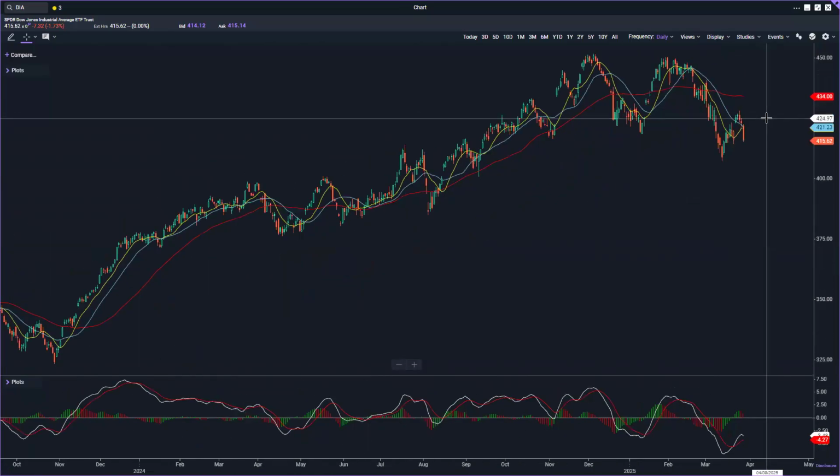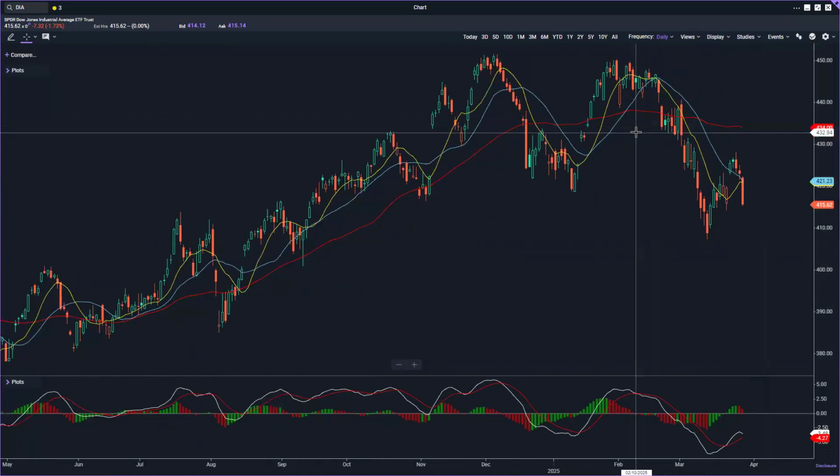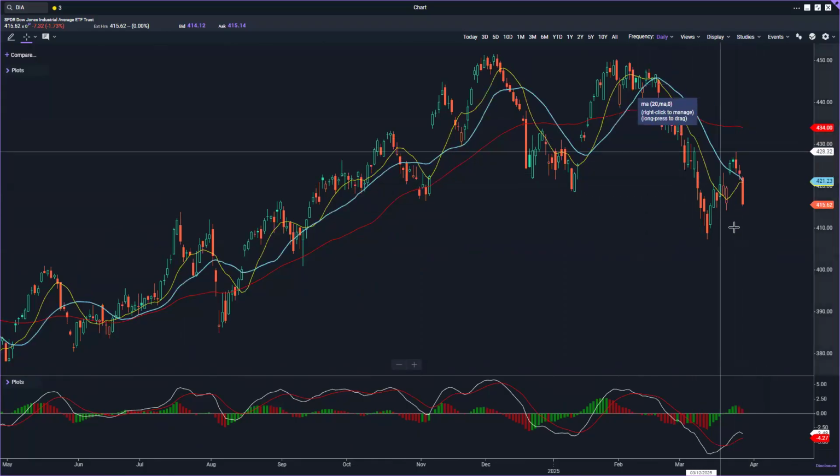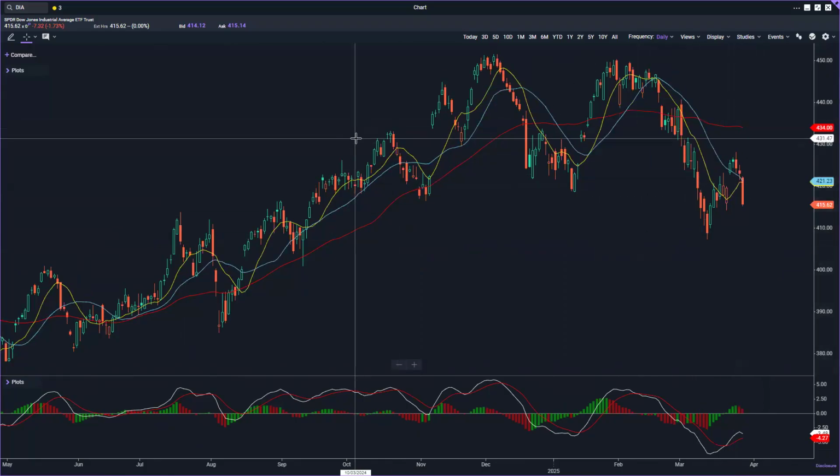We have tariffs kicking in, inflation creeping higher, and the tariffs that kick in April 2nd are going to cause inflation to go even higher, and the markets to continue to pull back. Consumer confidence is at 12-year lows, so keep that in mind. There are a lot of things pointing to a further pullback in the markets right here.